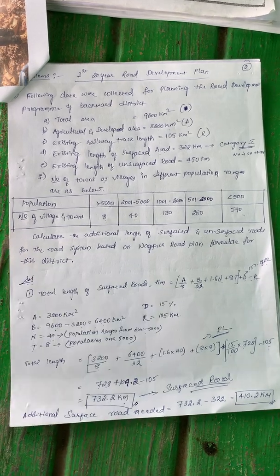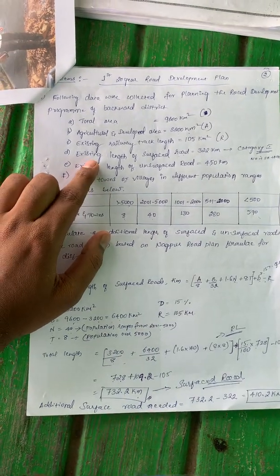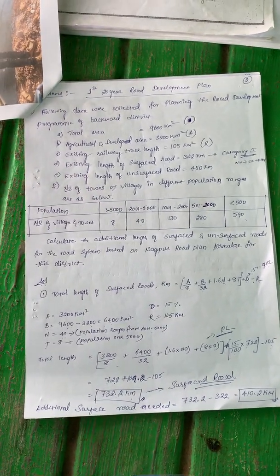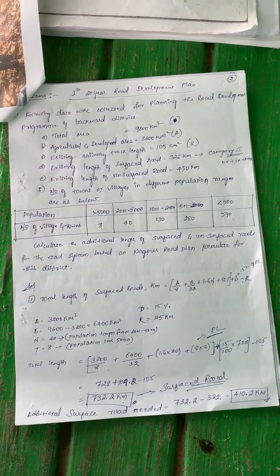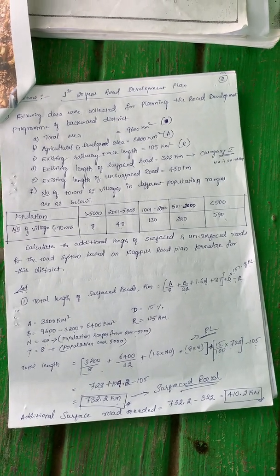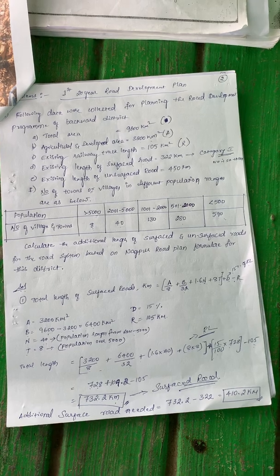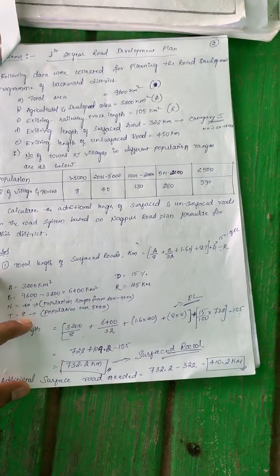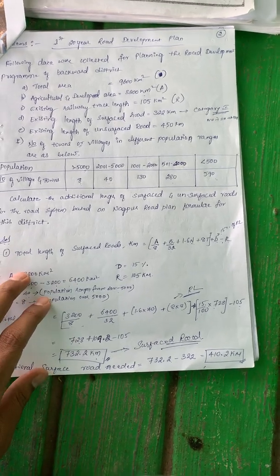So the existing roads are given already. If we construct further roads, which include the existing roads, we get some distances, right? That distance has to be found out by using the Nagpur road development plan. So here the solution: the first thing is to find out the surfaced roads.